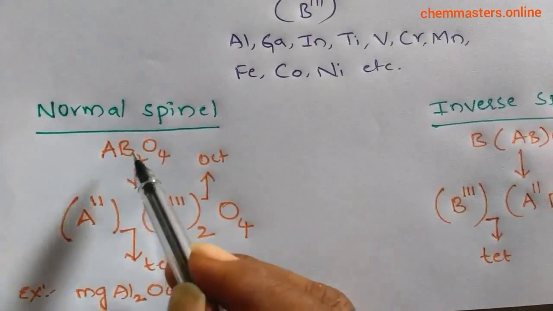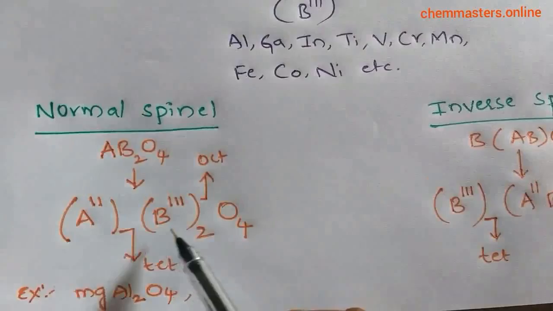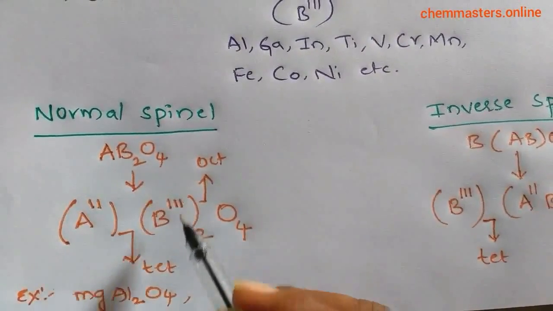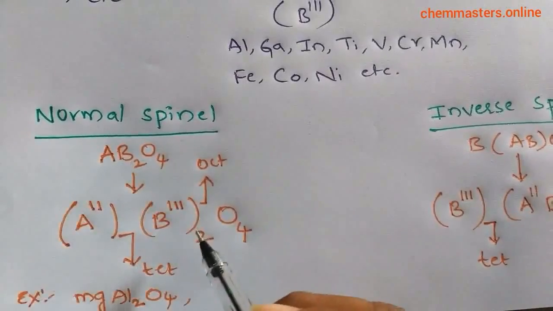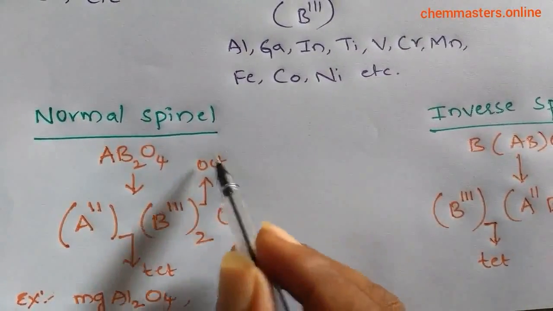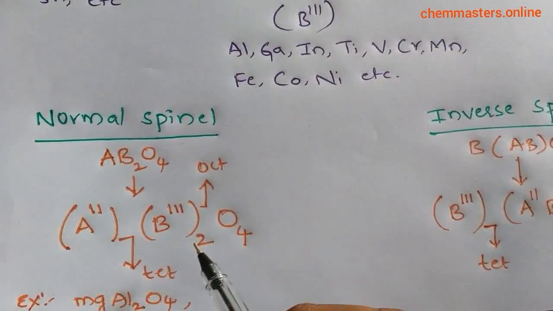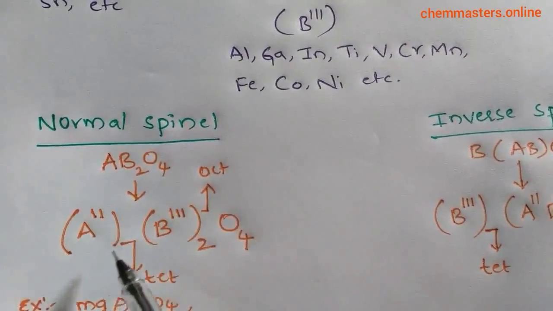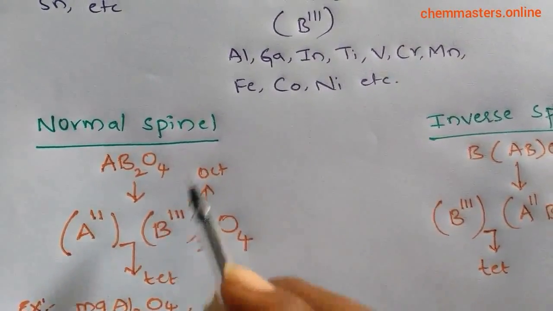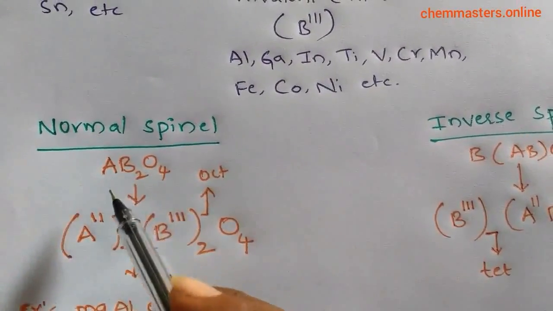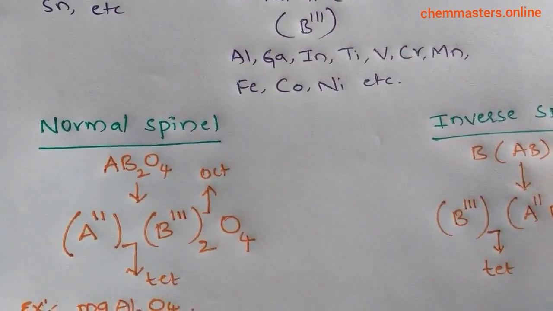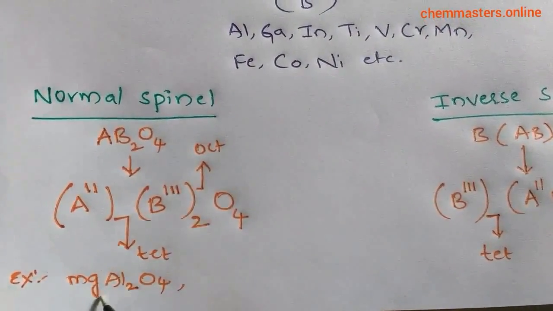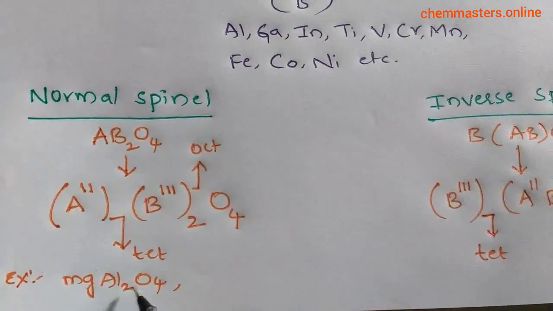And if you observe the trivalent ions, all the trivalent ions occupy the octahedral voids in the spinel. If we observe this kind of arrangement in a given spinel, then that spinel is simply called a normal spinel. Here I'm giving you one example, that is MgAl2O4.